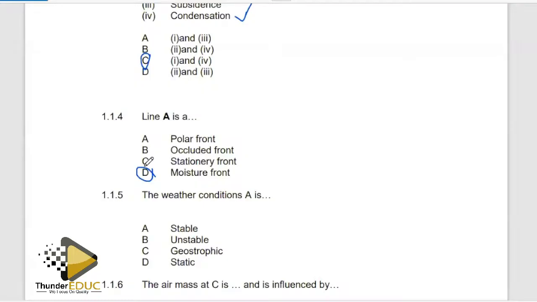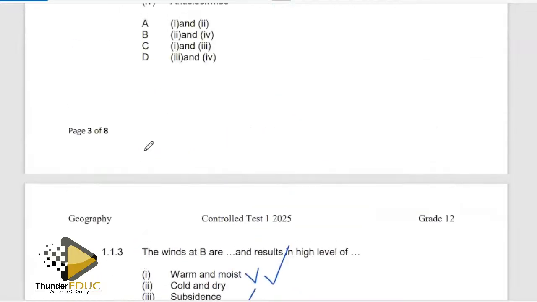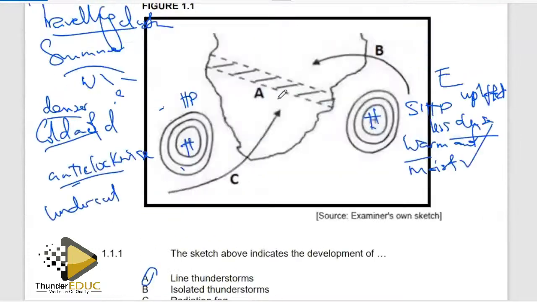We move on to the next question. The weather conditions at A. We look at A. This side is the western side of the moisture front. This is the eastern side of the moisture front. On the eastern side, there is condensation, there is movement of air, there is upliftment of air into the upper atmosphere, causing condensation and creating rain-bearing clouds.